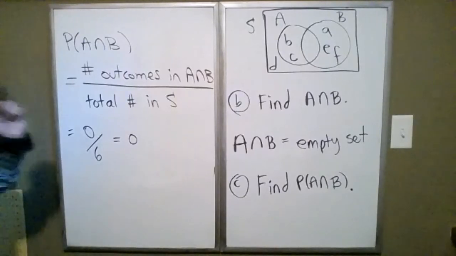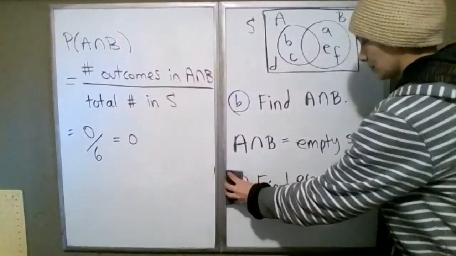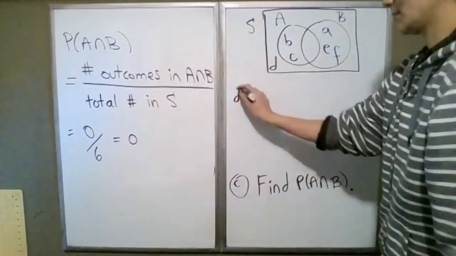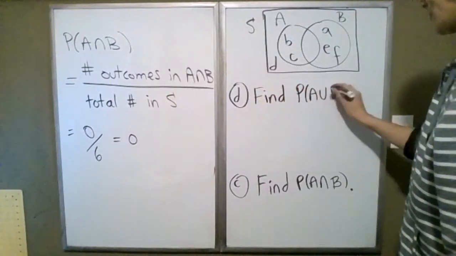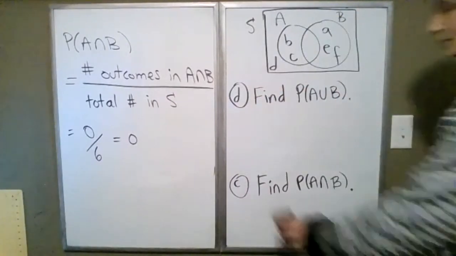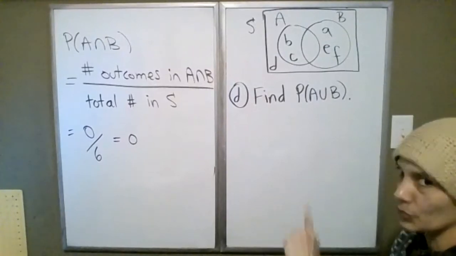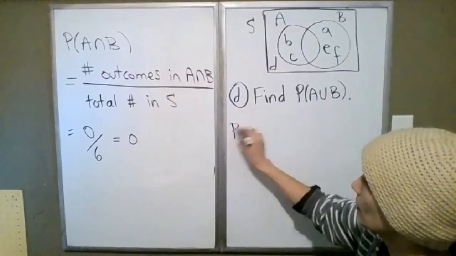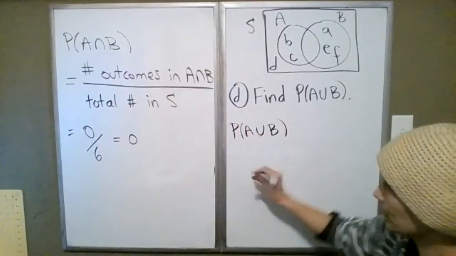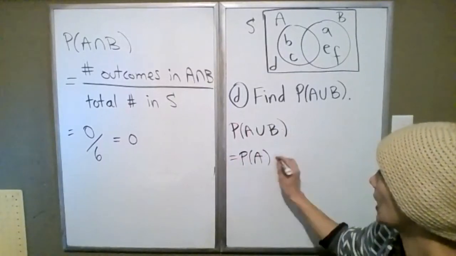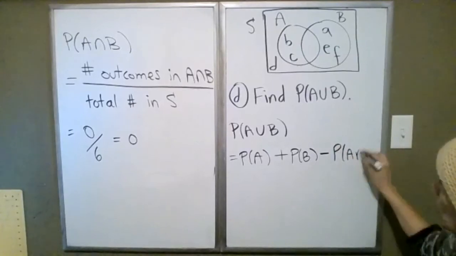Last part, find the probability of A union B. Okay, this time we are going to use a rule. I could use the definition, but I want to practice the general addition rule. So we go here. For the union of sets, I can write this as probability of A add the probability of B and subtract the probability of the intersection, A intersect B.